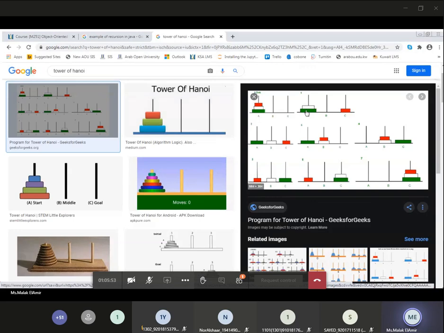So in this case, first, what I have to do is the following. This is the start point. Then I'm going to move the first one, the smallest one, to C. Then I'm going to move the middle one to B. Then I'm going to move the smallest one on B and move the biggest one to C. So alhamdulillah. Now I'm going to move the small one to A, move the middle one onto the big one, and finally move the smallest one on this one.